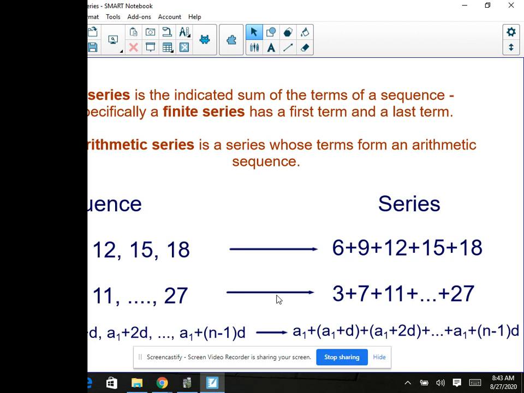Arithmetic series, we're only going to have the finite. An arithmetic series is just a series of an arithmetic sequence. Pretty straightforward there.